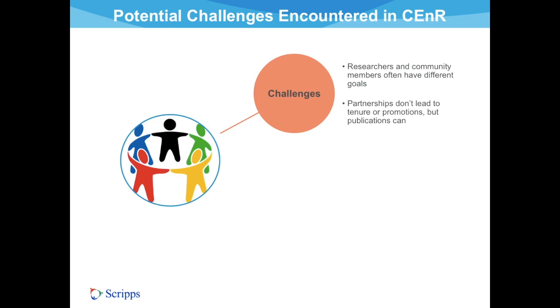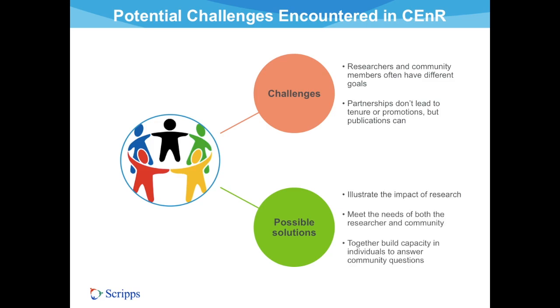On the other hand, community partners are typically focused on completing research quickly, so the results can be disseminated to satisfy programmatic or clinical goals. To overcome these challenges, one should try to utilize multiple strategies to disseminate research findings in a way that both illustrates the impact of research while also meeting the needs of both the researcher and the community.